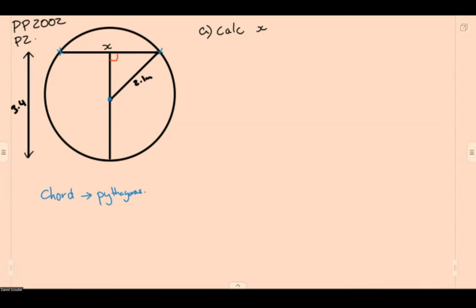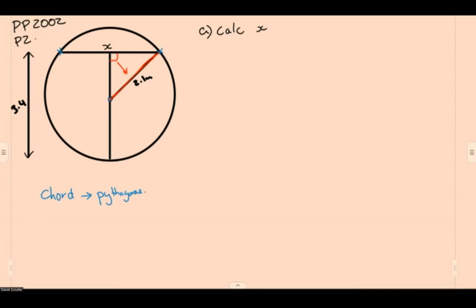So that wee triangle there, they've given us the 2.1 meters. Now that 2.1 meters goes from the center to the outside edge. That is the side opposite the 90-degree angle. It's the hypotenuse of the right angle triangle, but it's also the radius of that circle. So that 2.1 meters is not only the hypotenuse of the right angle triangle you've created, but it's the radius of the circle itself. So that's what you've got to play with.